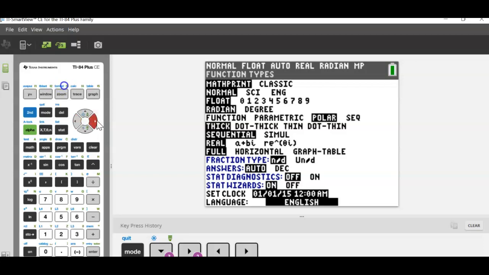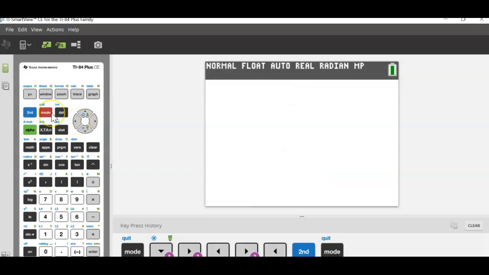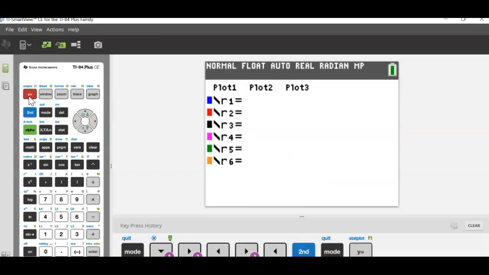And then we have polar mode, and we don't really fuss with the sequence mode, although we could have when we did the sequence unit. We just don't usually have calculator questions in that. But yeah, we're in polar mode, so that's good. That means instead of y equals, we're actually going to see r equals. And instead of getting x's, we're going to get thetas.